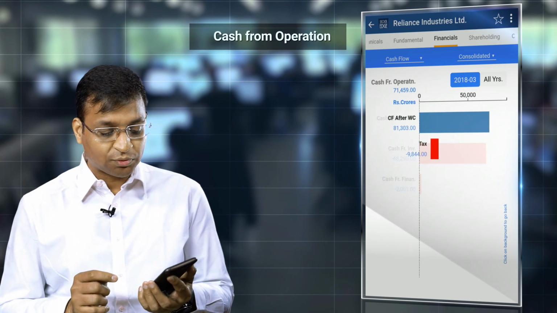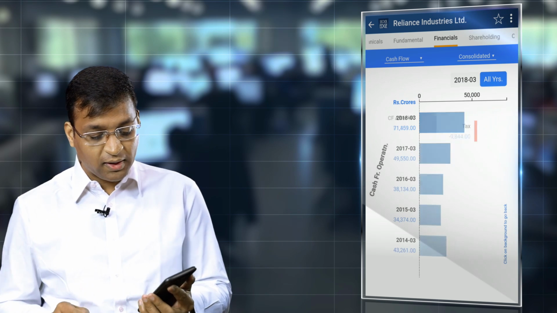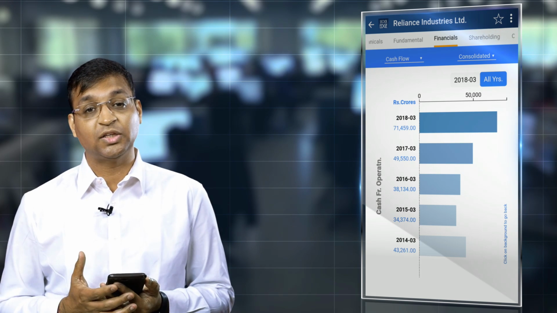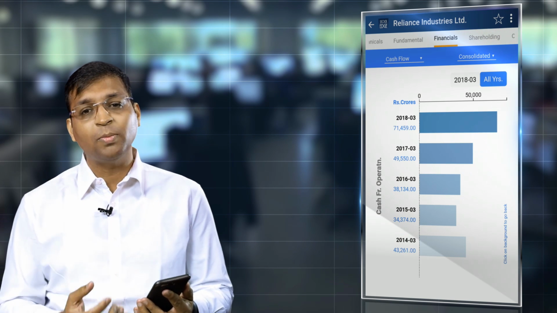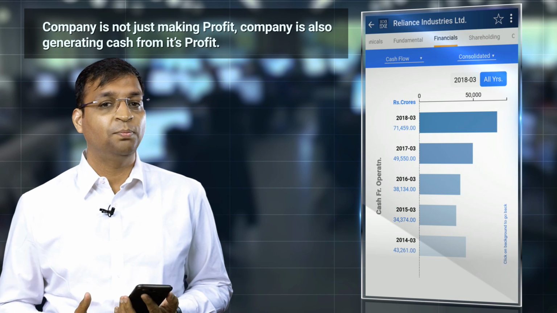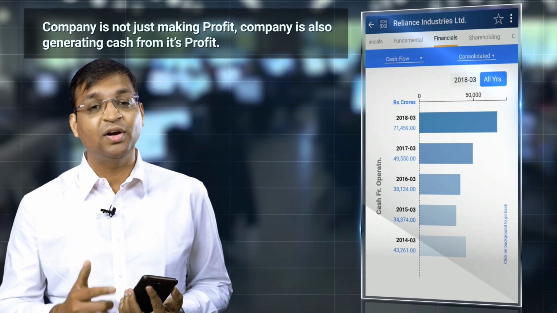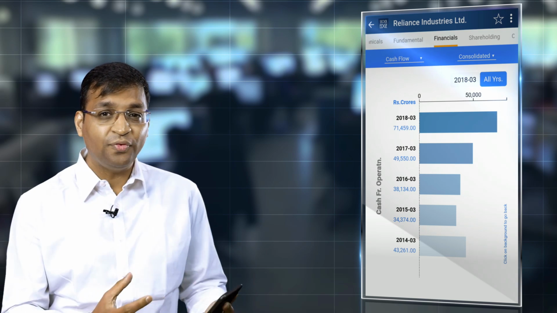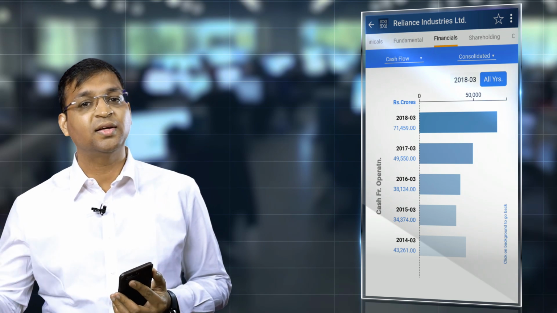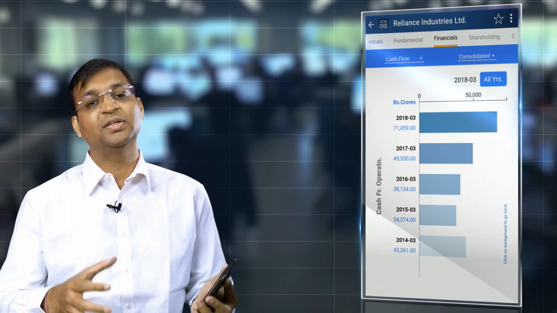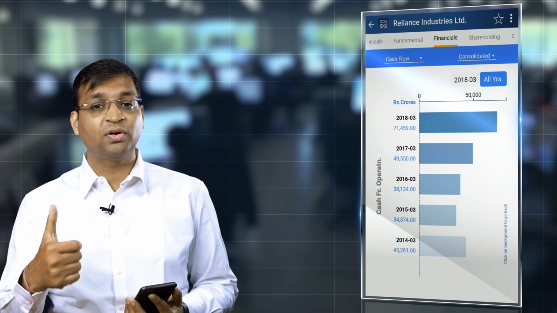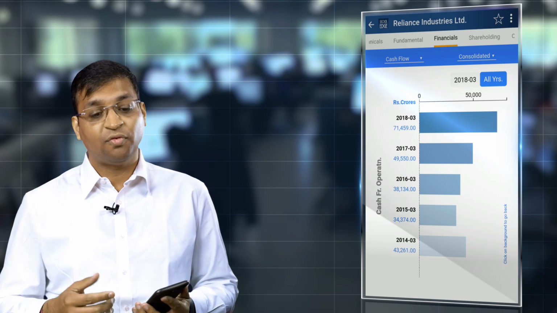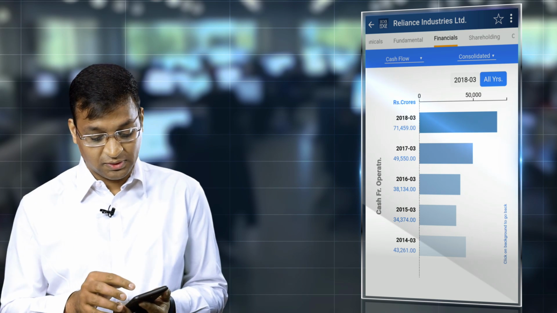Let's go inside the cash from operation and let's press all years. You will see the trend associated in this company as far as cash from operation is concerned. This is phenomenal. The company is not just making profit, but the company is also generating cash from its profit. That means the company is generating profit and not parking its profit in debtors or inventory. Eventually the profit is getting into cash, which is the most critical, because the cash helps you to do follow-on capex and for your follow-on expansion into the business.